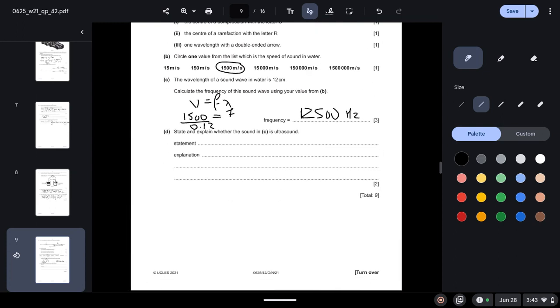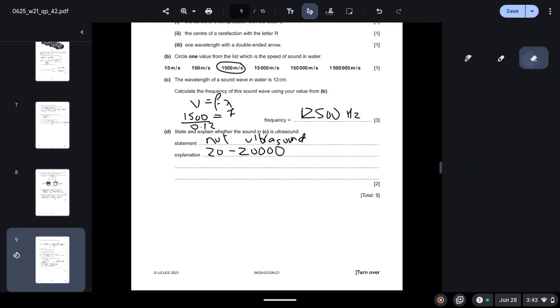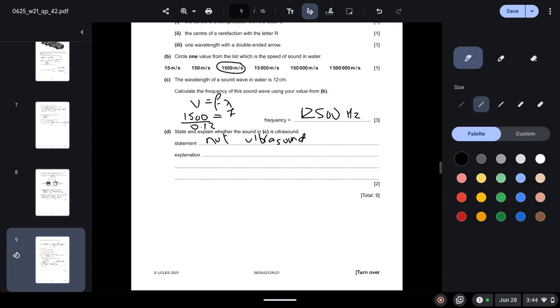State and explain whether the sound in C is ultrasound. So no, not ultrasound, because the range of ultrasound frequencies is from 20 hertz till 20,000. No, wait. Ultrasound are those waves which have frequency greater than 20,000, but this is 12,500, so this is not greater than 20,000 hertz, hence it is not ultrasound.